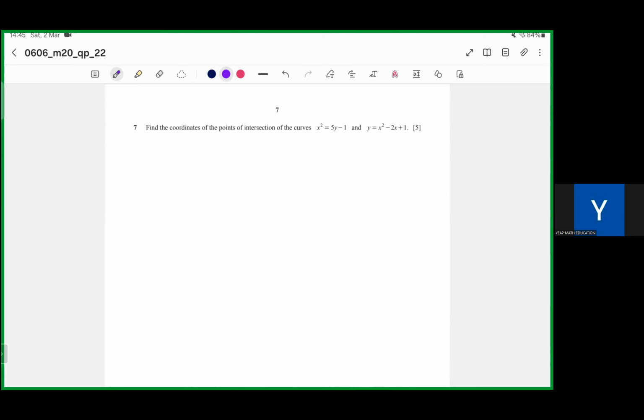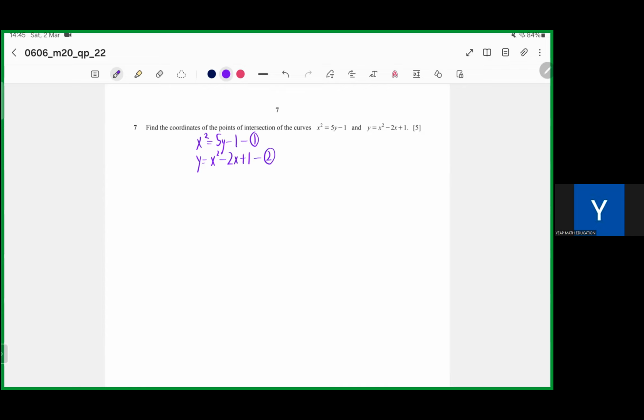Find the coordinates of the points of intersection of the curve x squared equals 5y minus 1 and y equals x squared minus 2x plus 1. Okay, now I let x squared equals 5y minus 1 be the first equation, and y equals x squared minus 2x plus 1.